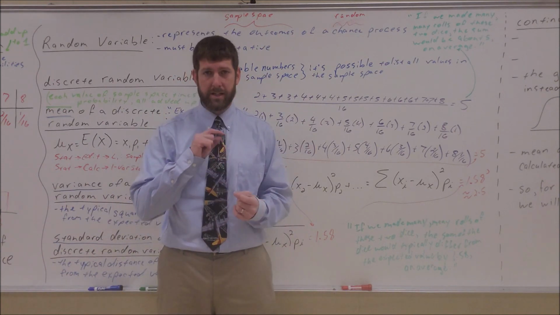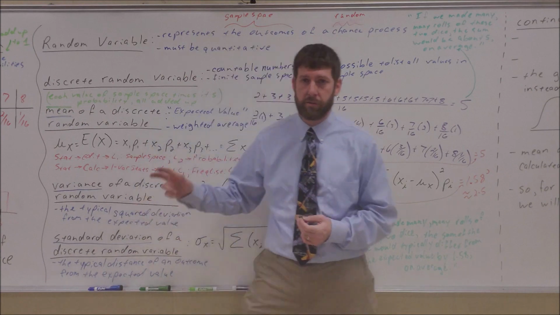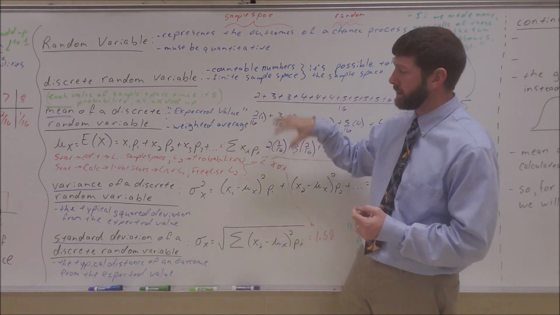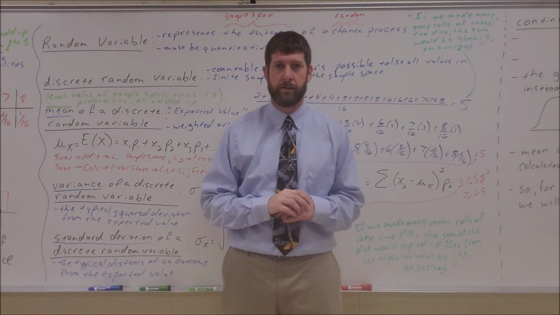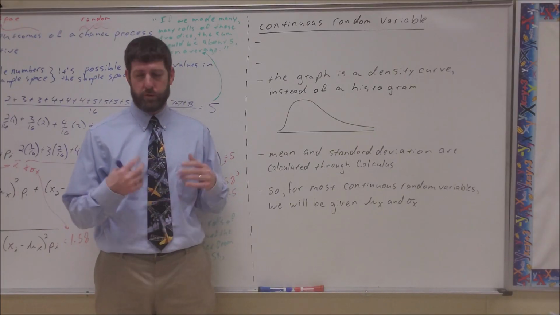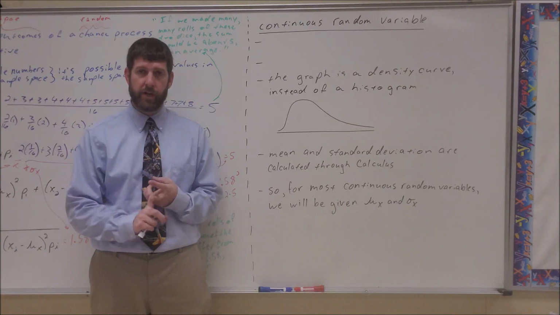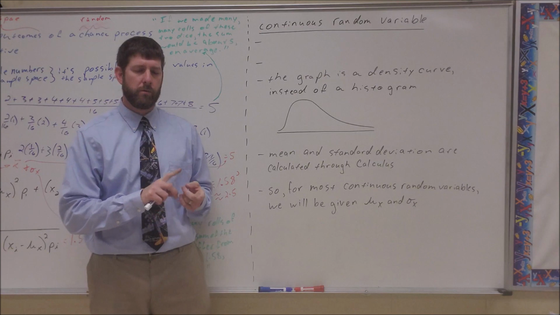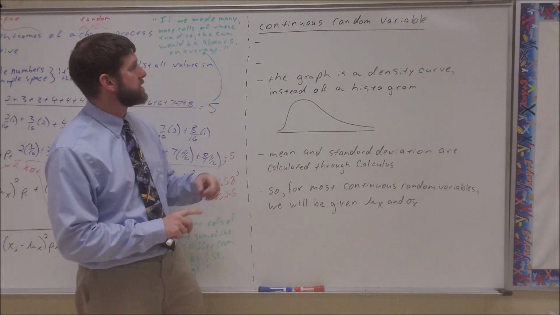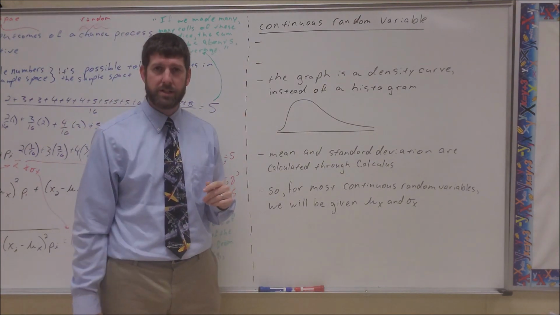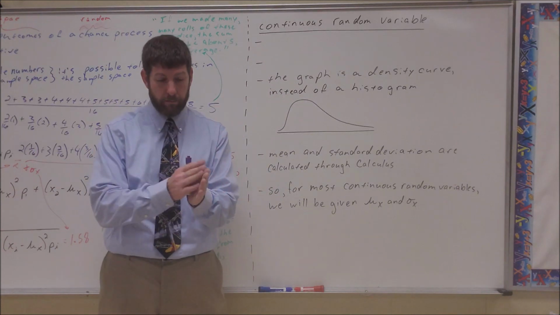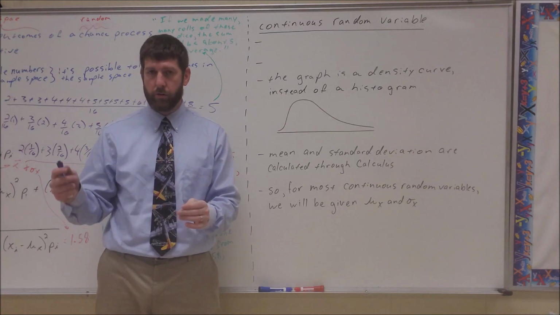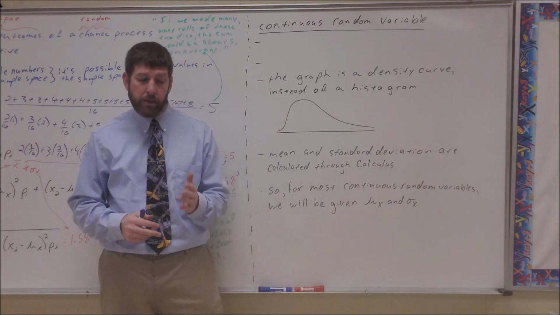All right, last thing we'll talk about is continuous random variables. How is it different from discrete random variables, where it's countable and finite and possible to list the entire sample space? A continuous random variable is exactly what it sounds like. Random variable means it's representing the outcomes of a chance process, but it's continuous. Continuous meaning that from one outcome to the next outcome, there are no gaps.